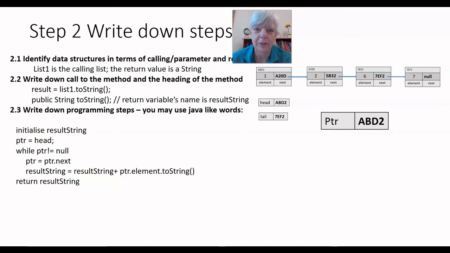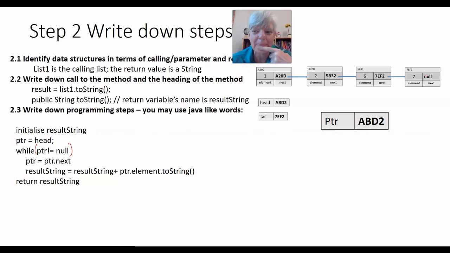These are the programming steps. They are not Java, that's not program code yet. But you can write it in Java: we said pointer is head. While pointer is unequal to null, continue, continue, continue until my pointer becomes null. Pointer is pointer.next. And the result string adds the element.